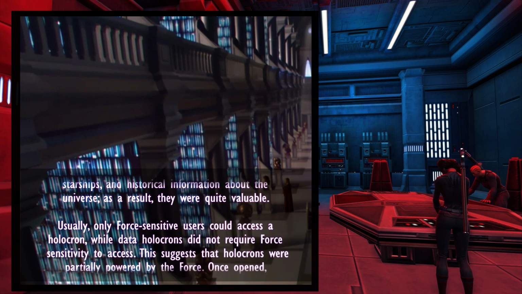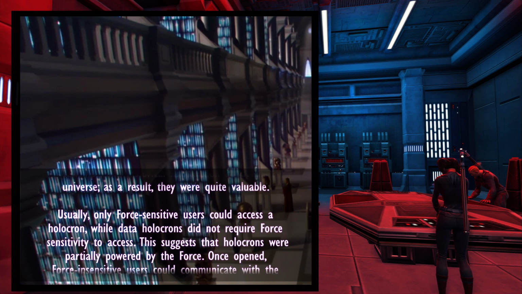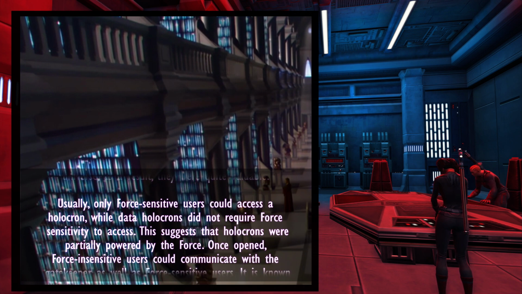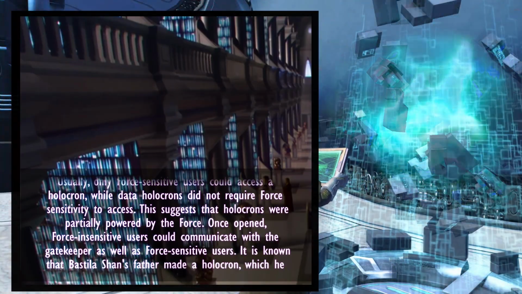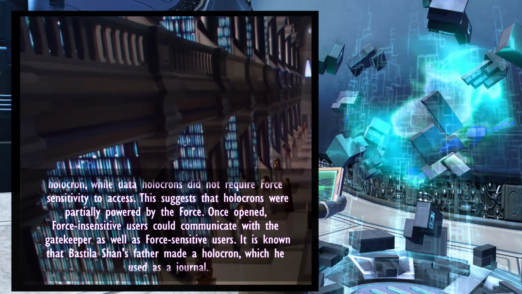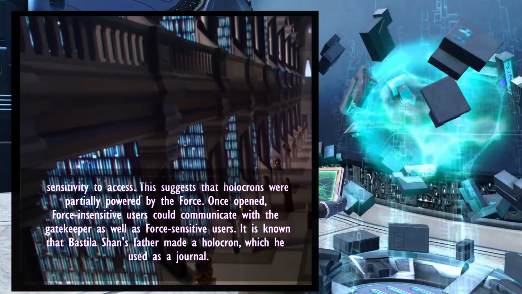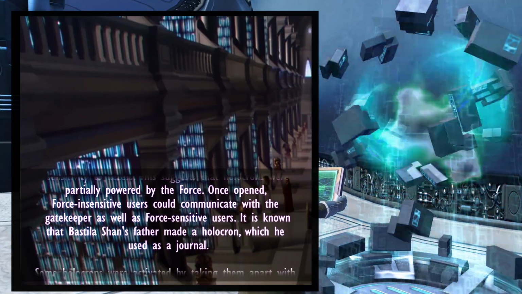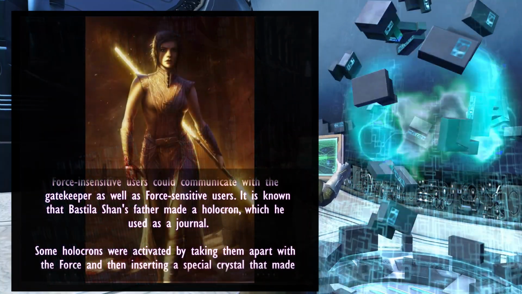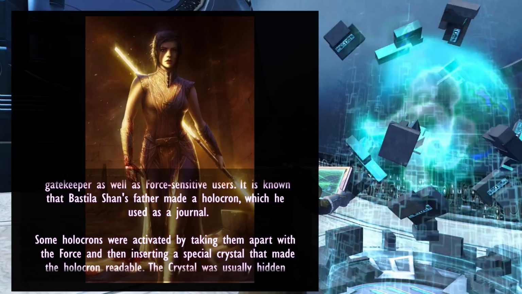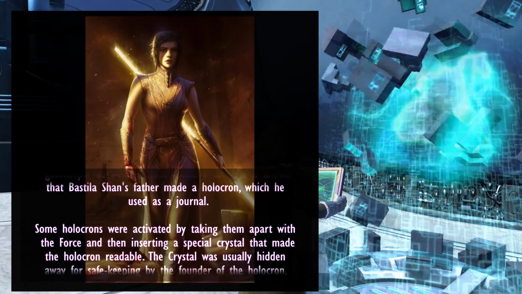Usually, only Force-sensitive users could access a holocron, while data holocrons did not require Force sensitivity to access. This suggests that holocrons were partially powered by the Force. Once opened, Force-insensitive users could communicate with the gatekeeper as well as Force-sensitive users. It is known that Bastila Shan's father made a holocron which he used as a journal.